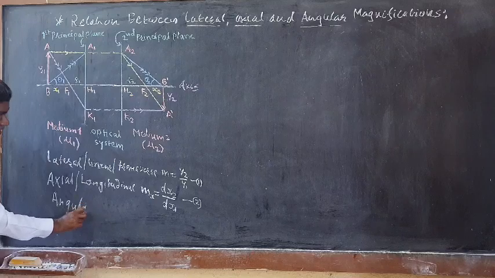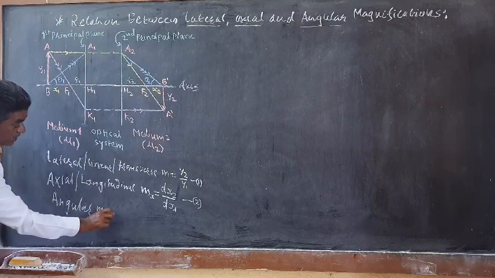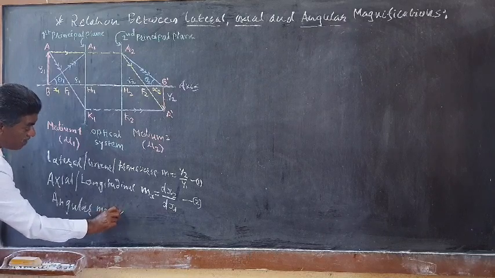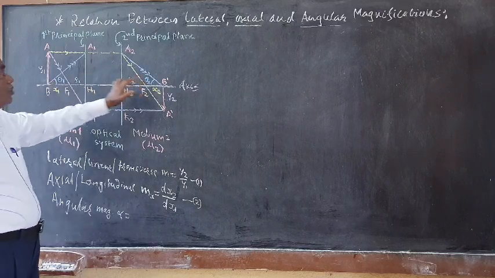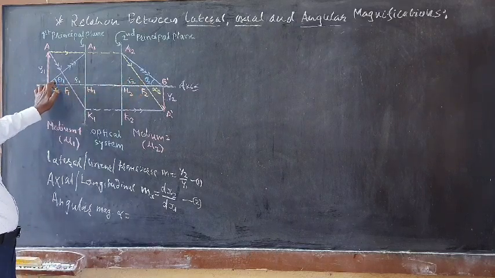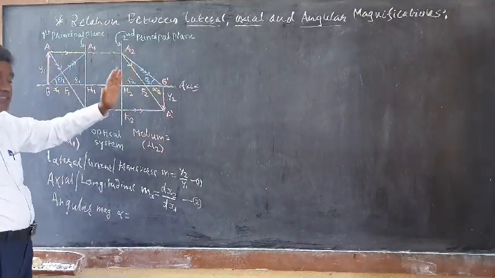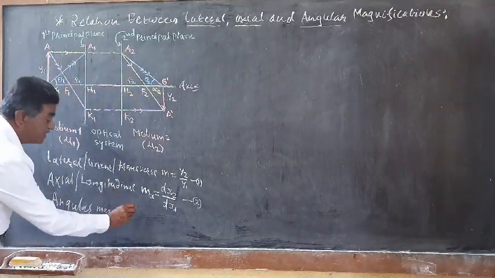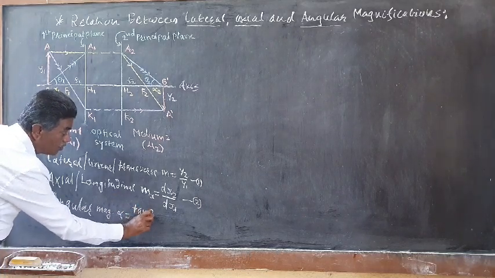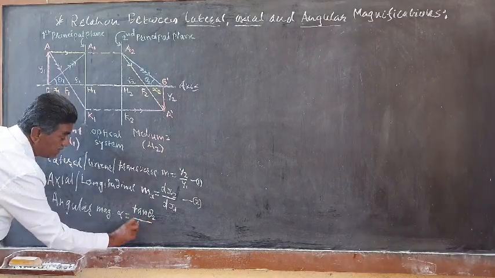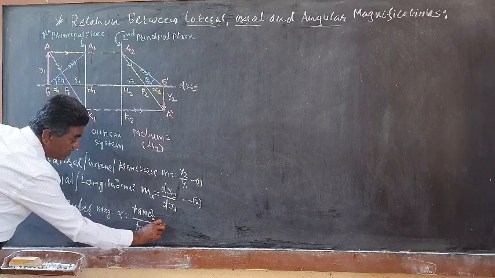It is related to the angle. Angular magnification. It is denoted by alpha, and it is defined as: if theta1 and theta2 are the angles made by the incident ray and the emergent ray, related to the object and the image, then the ratio tan theta2 divided by tan theta1 is known as angular magnification.